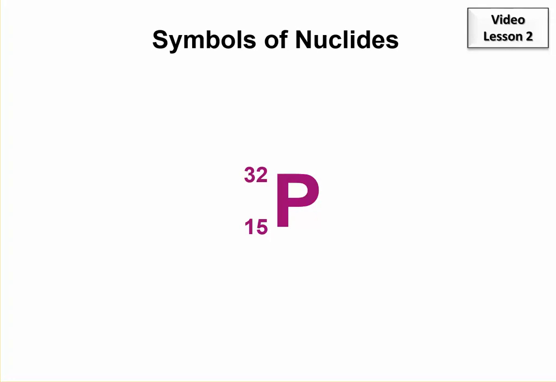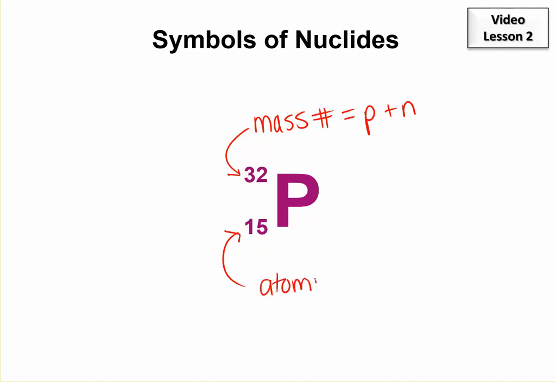Let's look at some symbols used to tell us what's in one atom. These numbers are what we use to know what's in one atom. This top number is called the mass number. It is equal to the number of protons plus neutrons. This bottom number is the atomic number. It is equal to the number of protons.